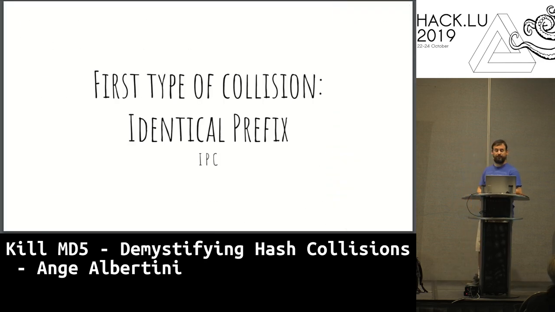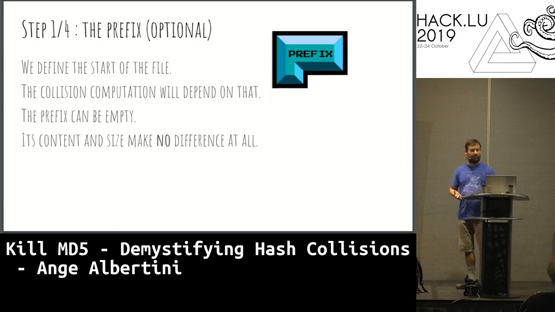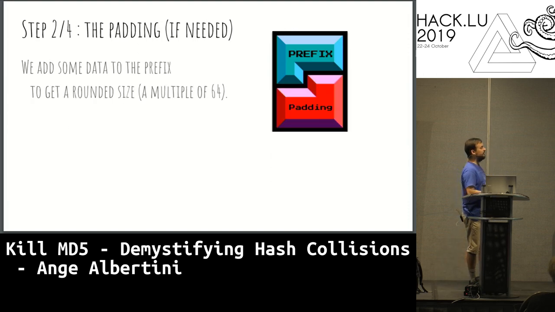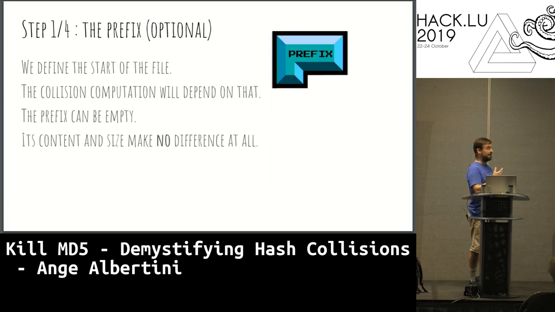So let's first see the easiest type of collision, the identical prefix. As it says, it has a prefix that will be identical to both files. So we define the start of the file, and then the collision computation will depend on that. The prefix can be empty, it can be extremely long, it can be full of zeros, it can be completely high entropy, it doesn't make any difference. There's no shortcut with any size of prefix. It just gives different start values, that's all.